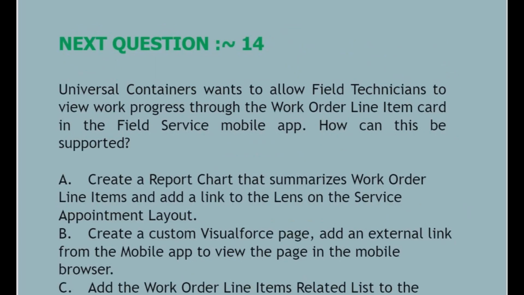Question is, Universal Containers wants to allow field technicians to view work progress through the work order line item card in the field service mobile app. How can this be supported?